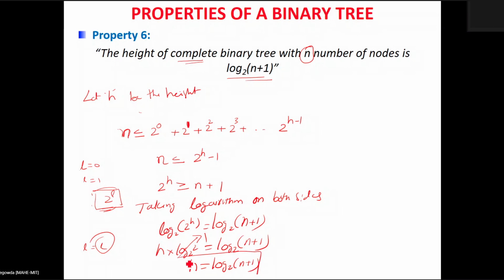Okay, so this is the proof. The height of a complete binary tree with n number of nodes is equal to log base 2 of n plus 1. So I can calculate the height of a binary tree using this relation. If I know the number of nodes in the given binary tree, the height can be calculated by using this relation. So this is property number 6.